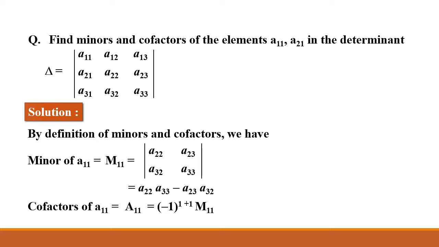So first we will calculate the cofactor of A11. So A11 is equal to minus 1 raised to 1 plus 1 M11. Already we have calculated the minor, just multiply it with minus 1 raised to 1 plus 1, which is plus 1. So we get the cofactor as A22 A33 minus A23 A32.